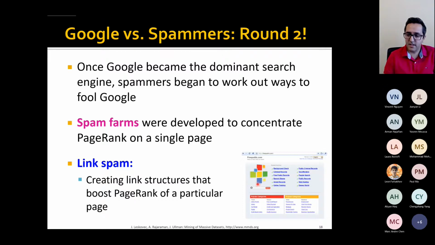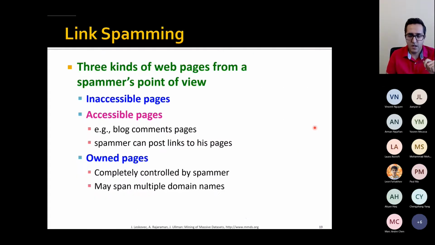You might have seen pages like this. Their primary focus and purpose is to create link spam. You can see there are many links. So link spam is technically creating link structures that boost the PageRank of a particular page. But how? From a spammer's point of view, there are three types of pages. The first category is inaccessible pages.